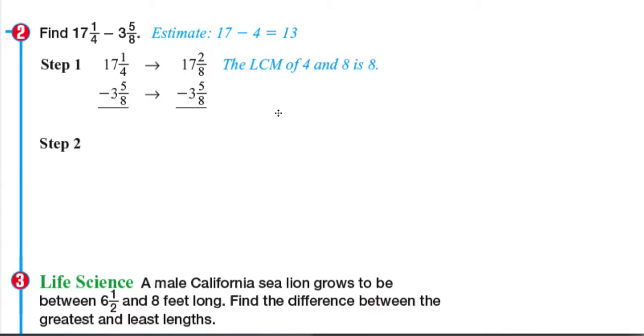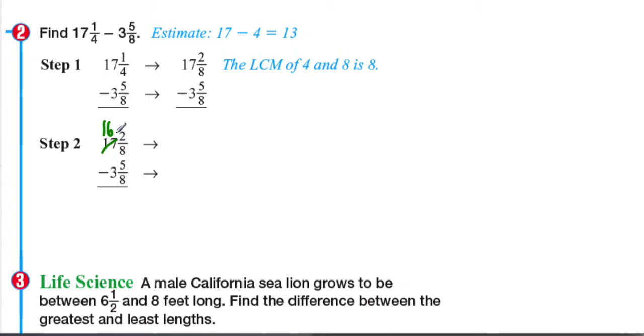After going through step number 1, if you notice 5/8 is greater than 2/8, it is physically impossible for you to subtract the fraction 5/8 from 2/8. So what do you do? You borrow 1 from 17. So what happens is you now have 17 and 2/8 minus 3 5/8, and you borrow 1 from 17. This becomes 16 right here.